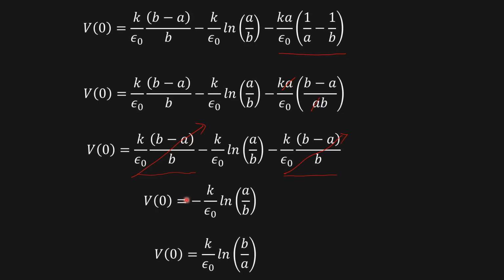Finally, you will get V naught is equal to the second term alone: minus K over epsilon naught natural logarithm of A over P. If you bring the minus inside the natural logarithm, it will get inverted, so A over P inverse. So this minus will become plus K over epsilon naught natural logarithm of P over A, because we are taking the inverse. This is the potential at the origin.